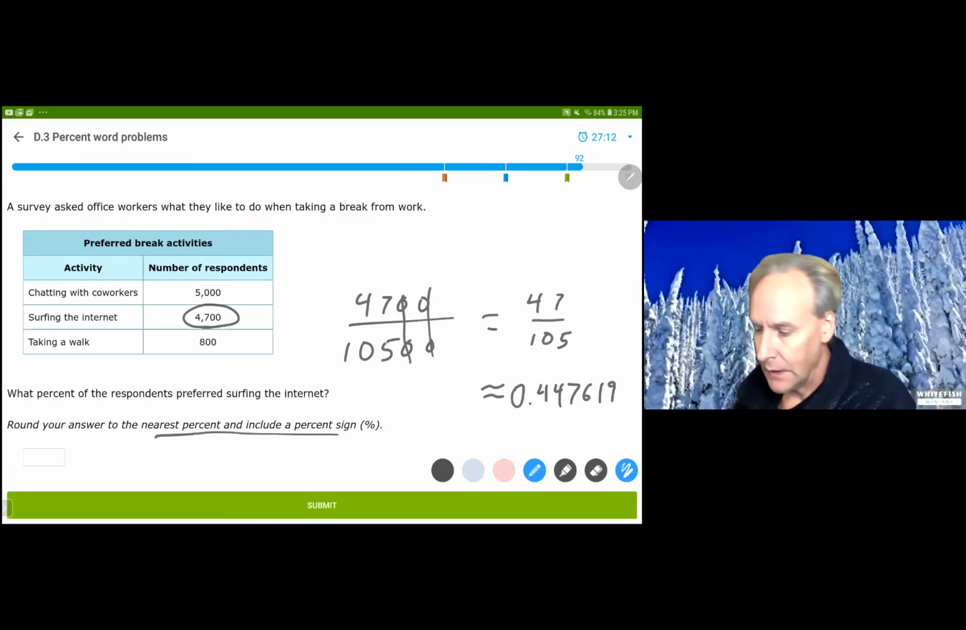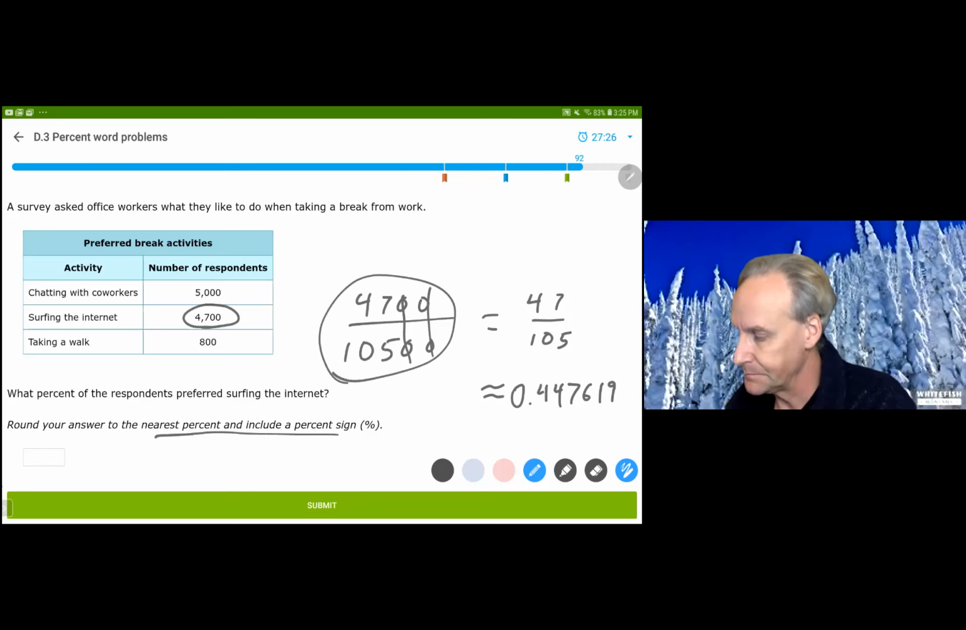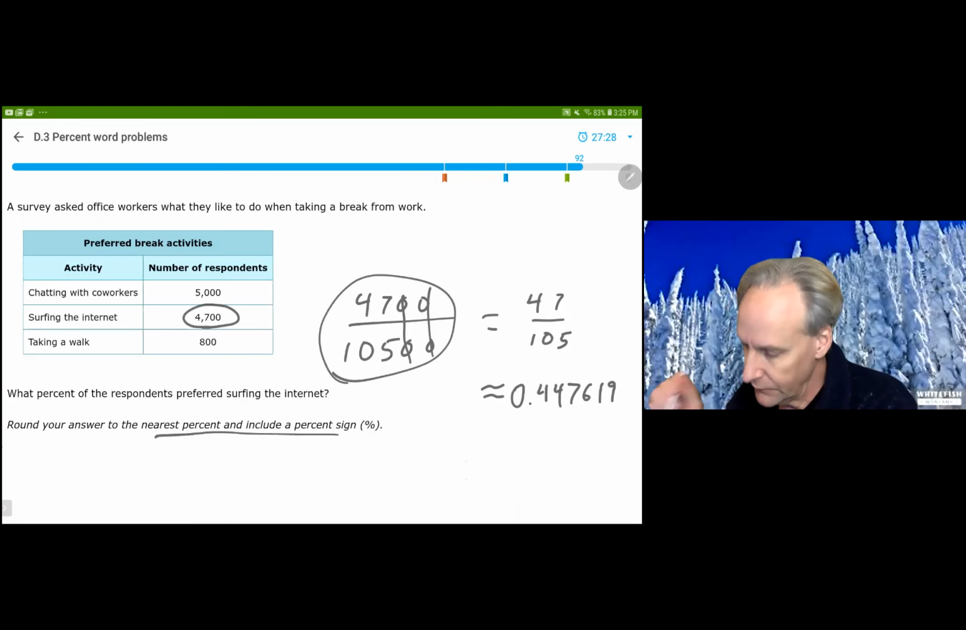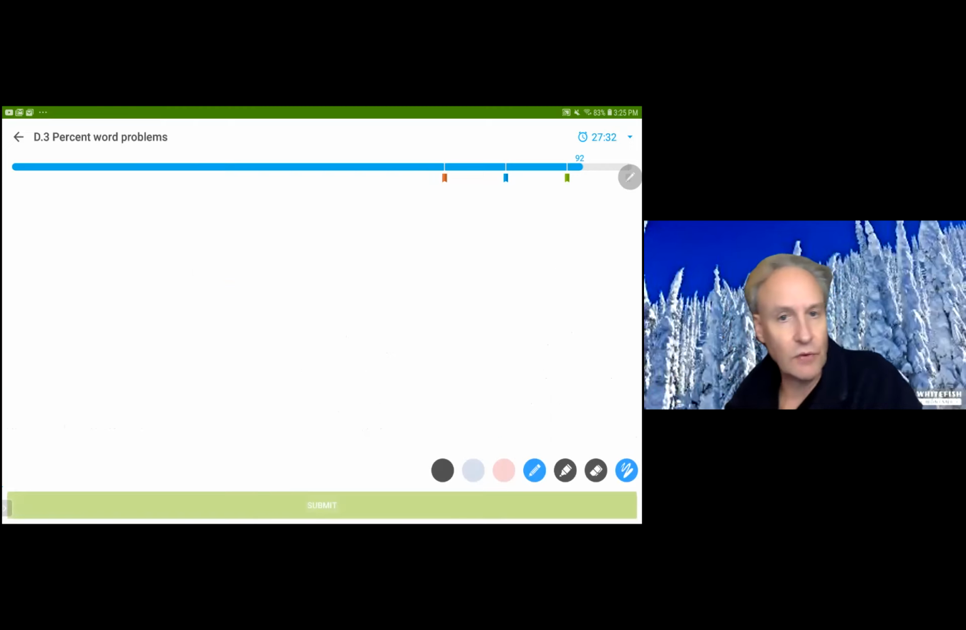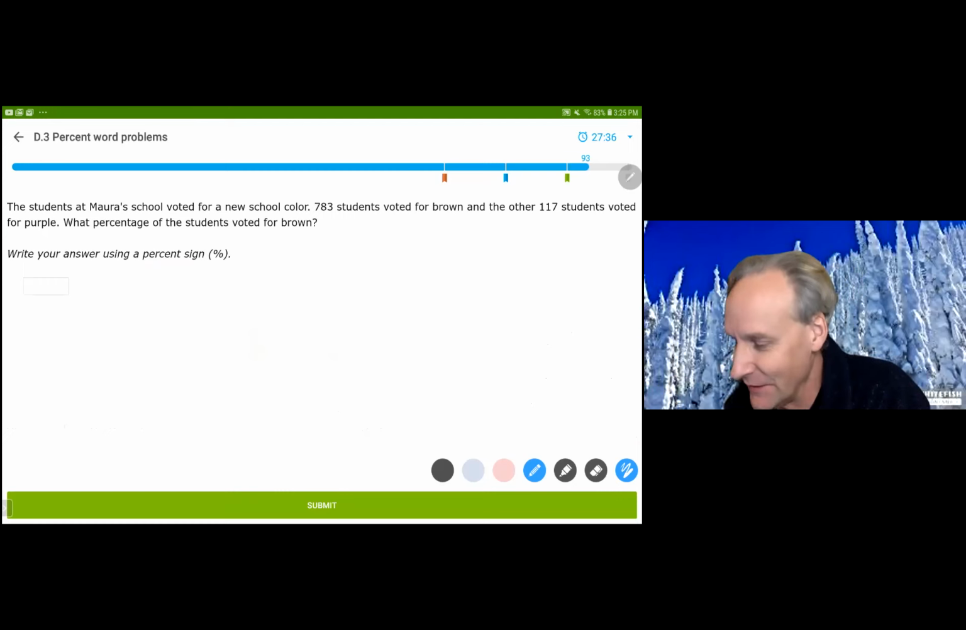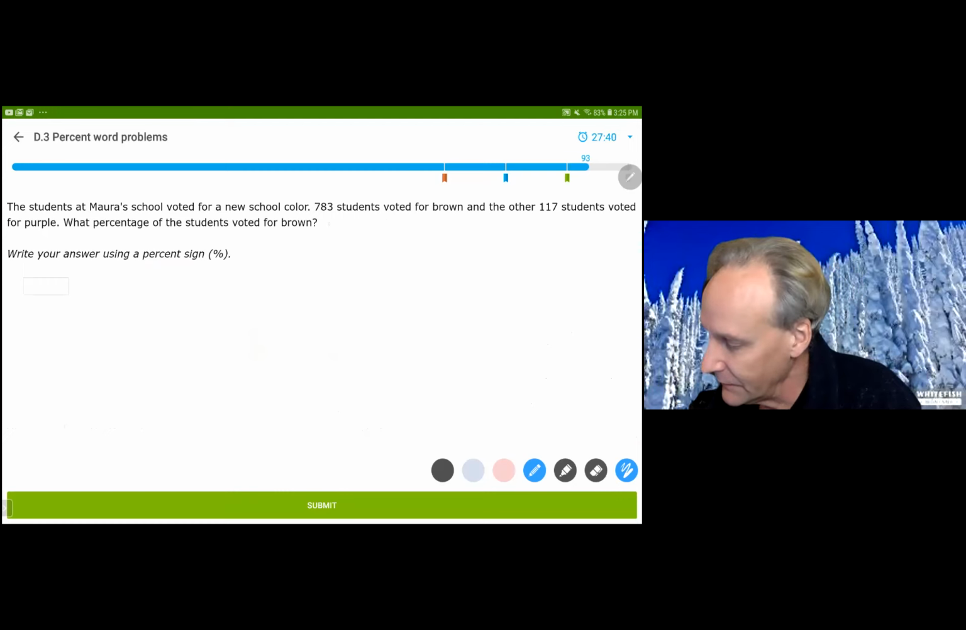and so on. Let me just make sure I didn't do a silly thing here. 4,700 plus 800, of course, gives you 10,500 for the total. Yeah, it's correct. So 45%. And I'm going way too slow, and I'm sure you haven't stuck with me this long. But I'll do them all anyway.